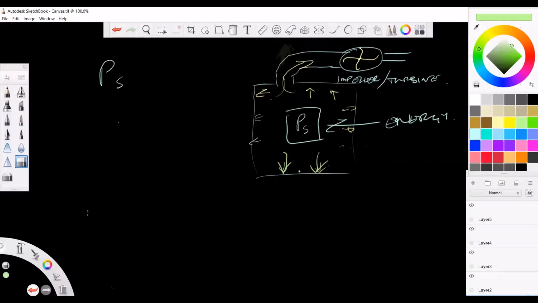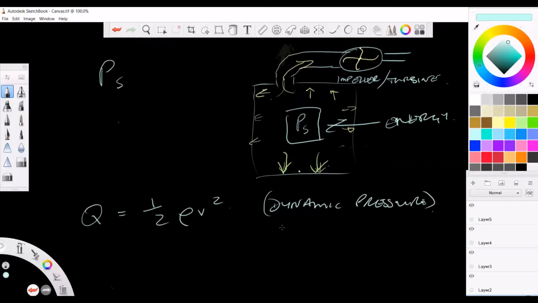Because then I'll look at Q. Q equals half rho V squared. So Q is dynamic pressure. This is dynamic pressure. Does anyone know the formula for kinetic energy? So this is movement energy of a block of something. Does anyone know the formula from school? Okay. Kinetic energy is half mv squared.